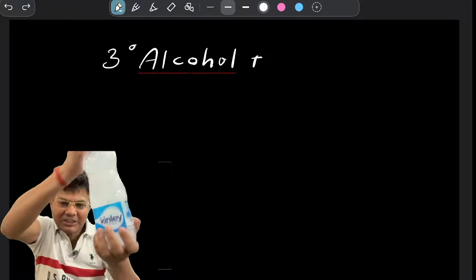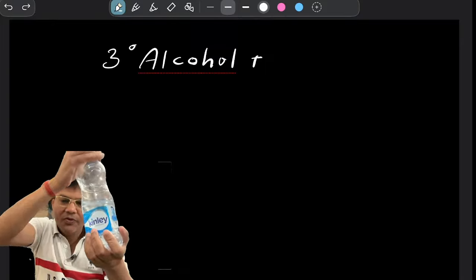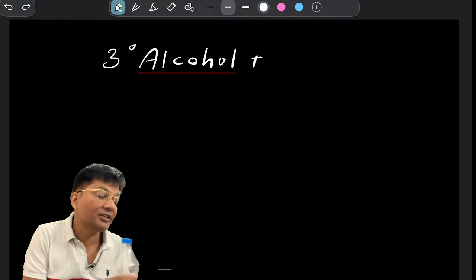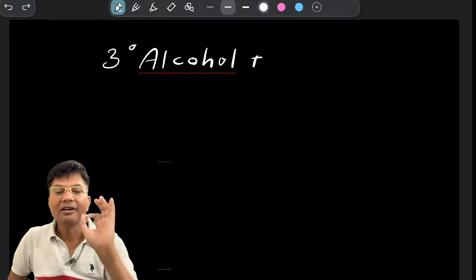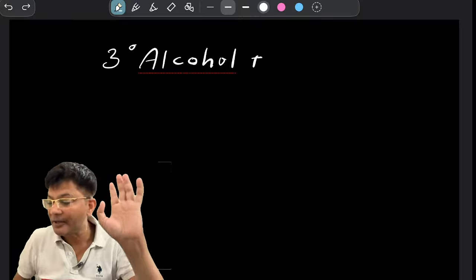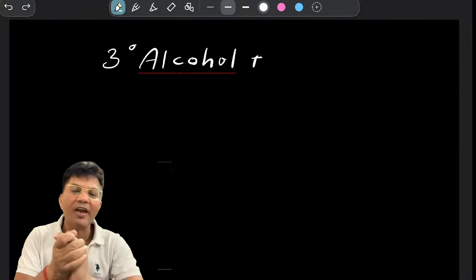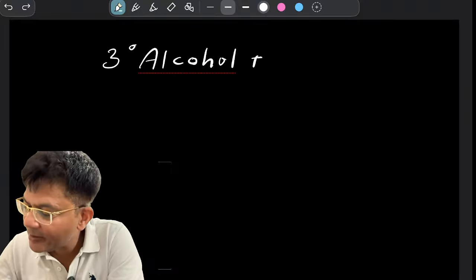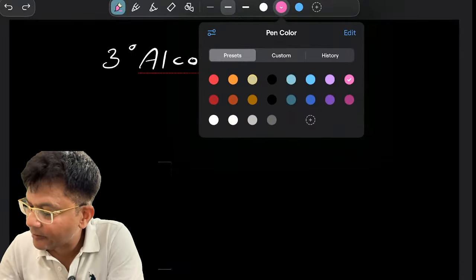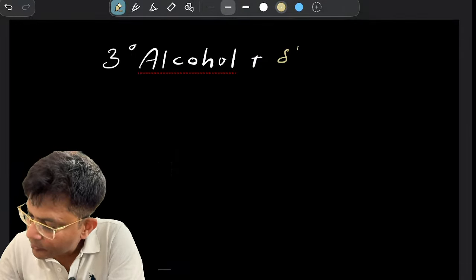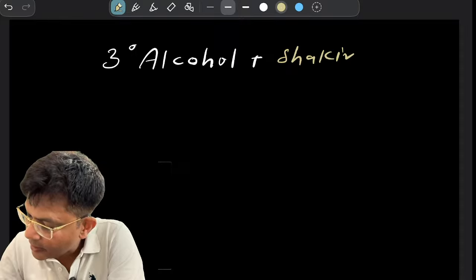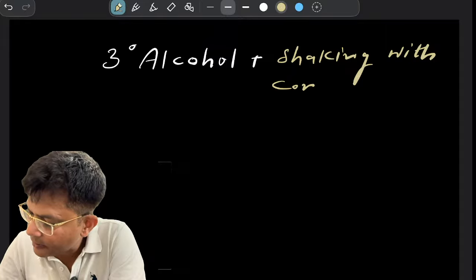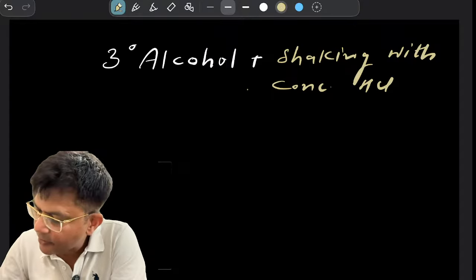So this is known as shaking. Have you seen the shaking with concentrated HCl? If you shake it with concentrated HCl, not simply with HCl, you are supposed to shake it, handshake. So, shaking with concentrated HCl, it will show turbidity.